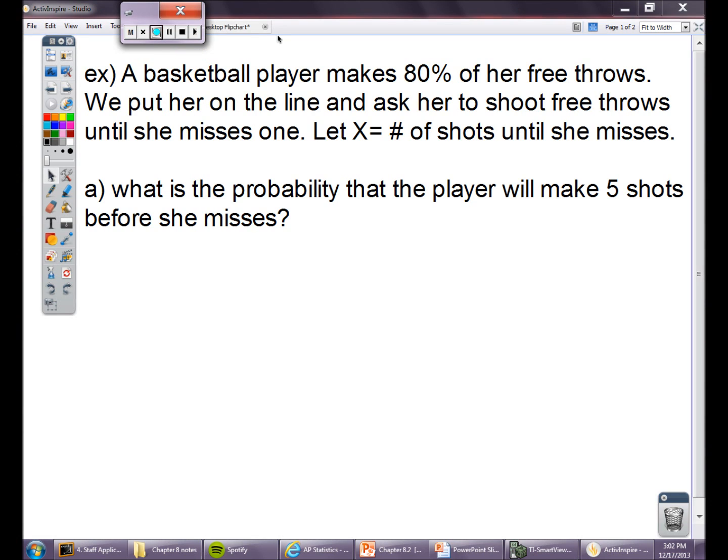Here's an example problem just to make sure you know what's going on. Take a basketball player, knowing that she makes 80% of her free throws, and put her on the line. I'm going to let x be the number of shots until she misses. My question to you is, what's the probability that she will make 5 shots before she misses? I'll give you a moment to try to work this out. At this point, you'd probably want to hit pause and then hit resume when you think you're ready for an answer.